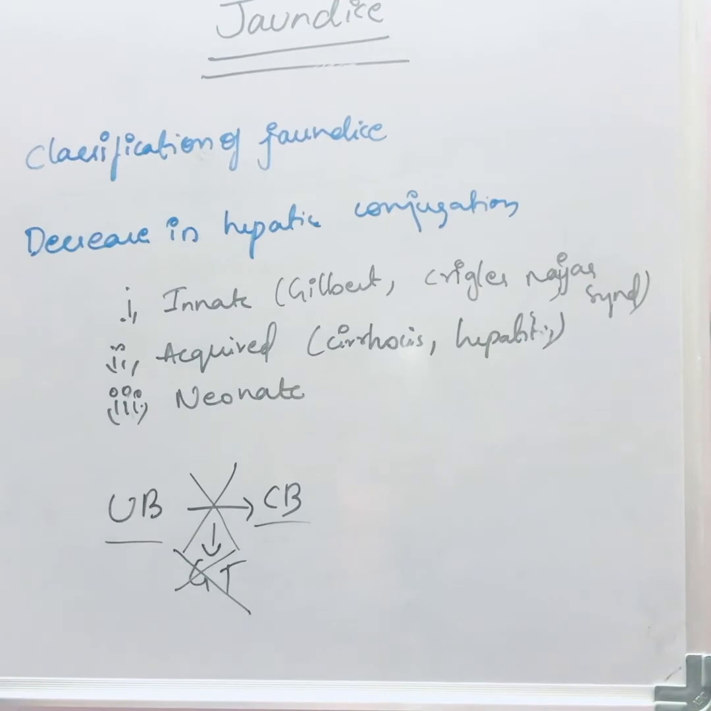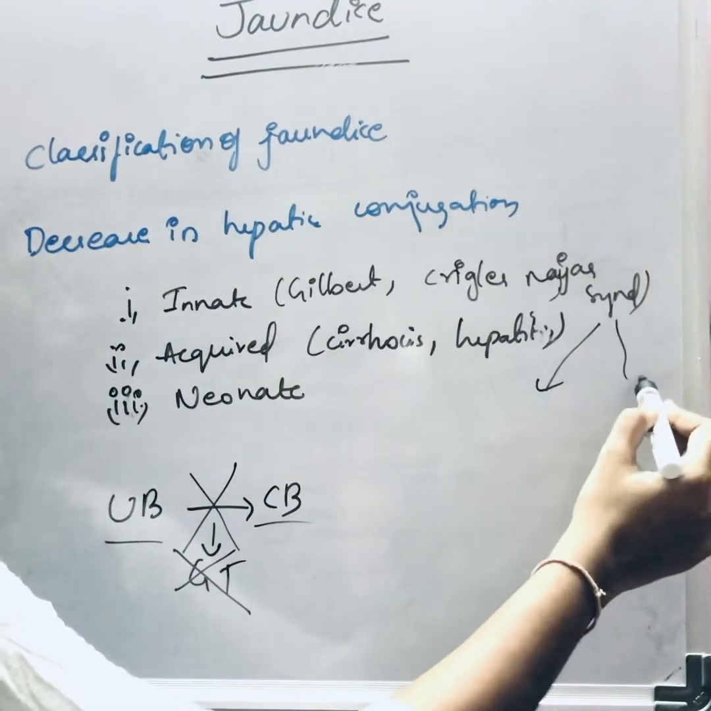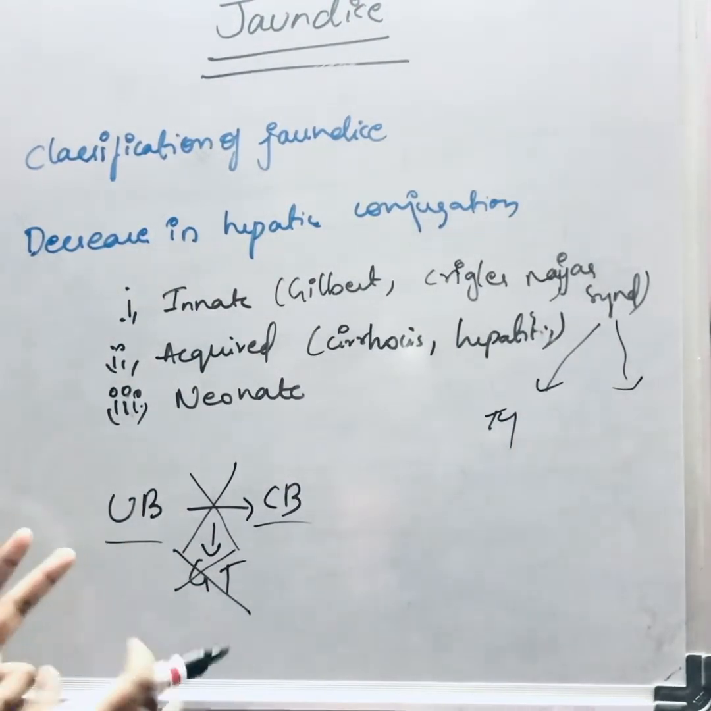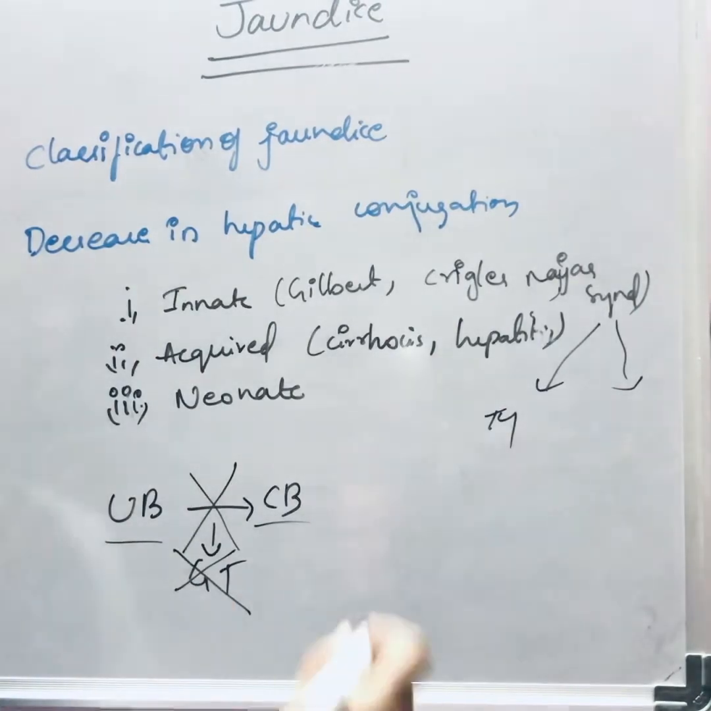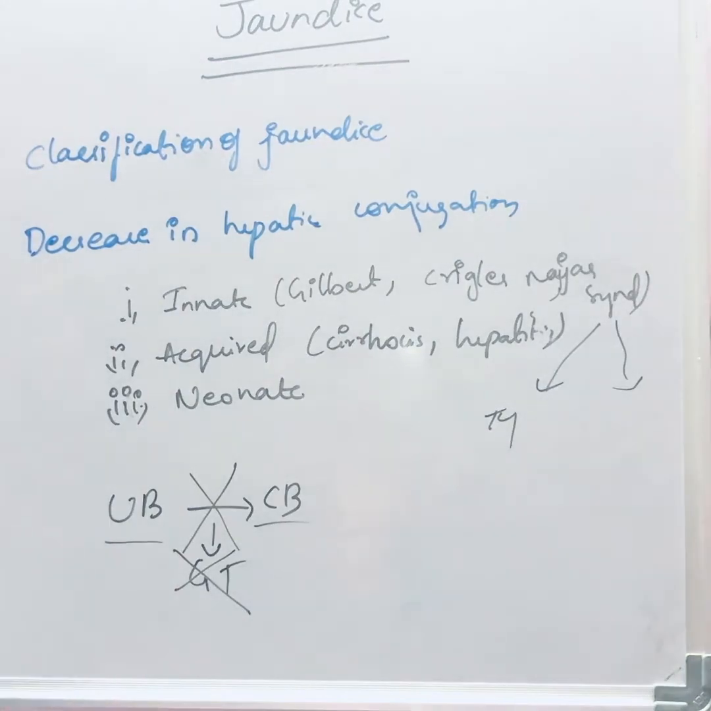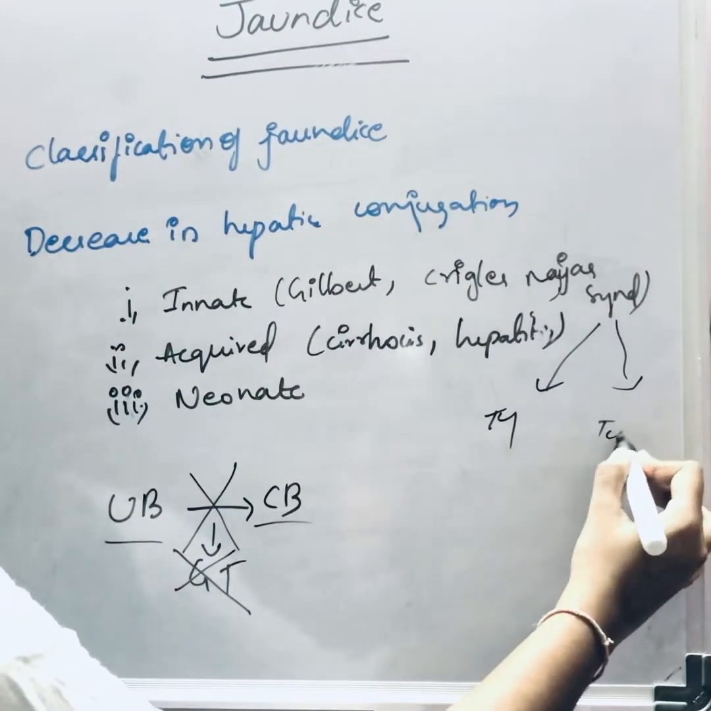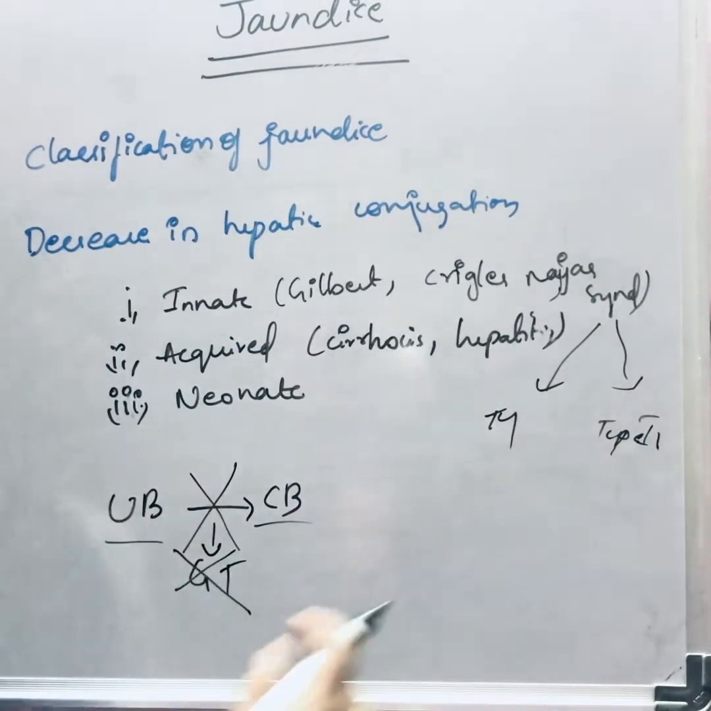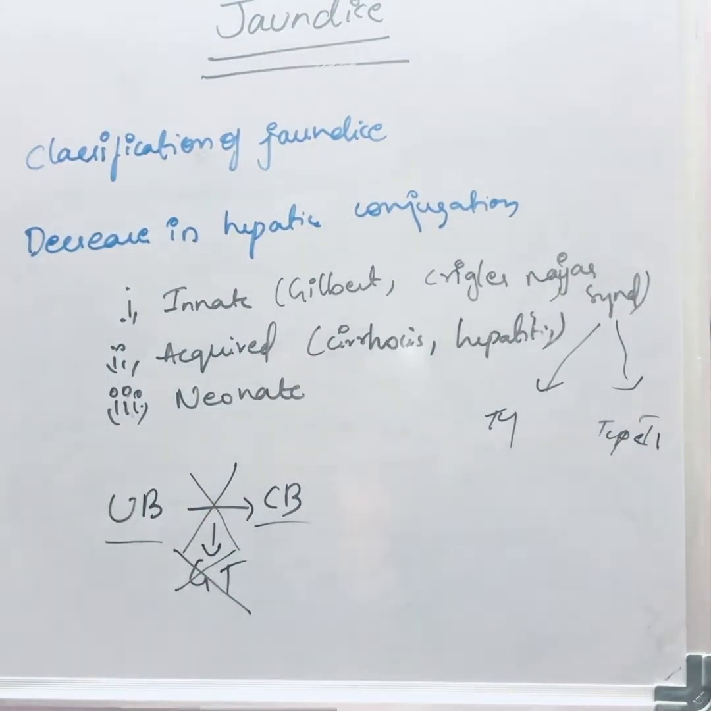In the Crigler-Najjar syndrome, it is of two types. In type 1 there is a complete absence of enzyme. There won't be any enzyme seen, that is glucuronide transferase. Because of that reason the neonates will die after their birth. In type 2 it is the same as Gilbert syndrome, that is some amount of glucuronide transferase is produced, but it is less compared to normal.